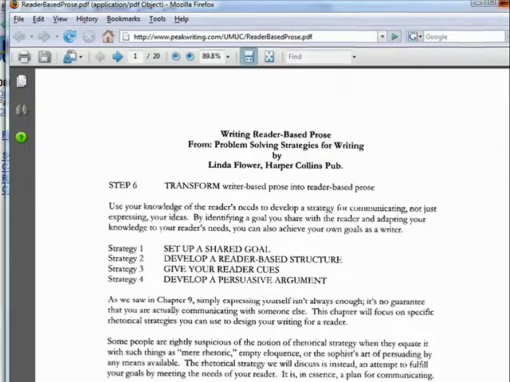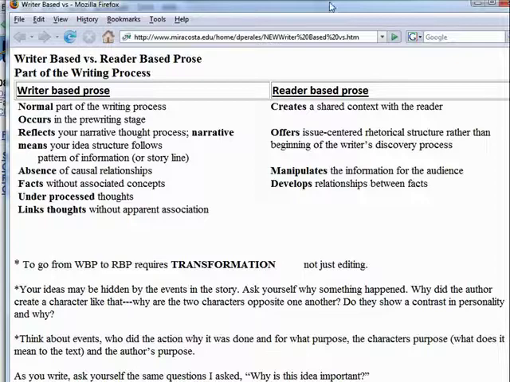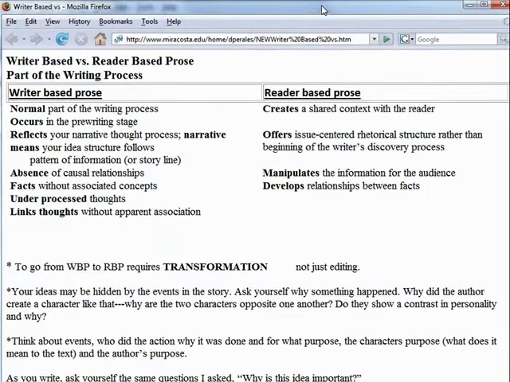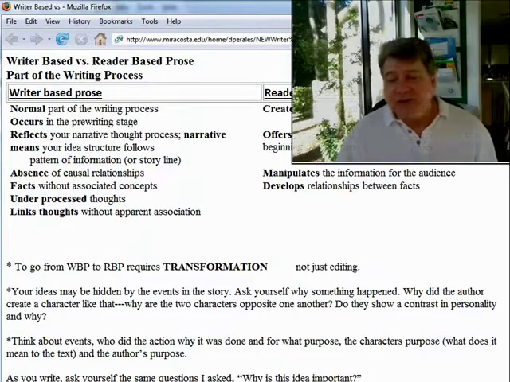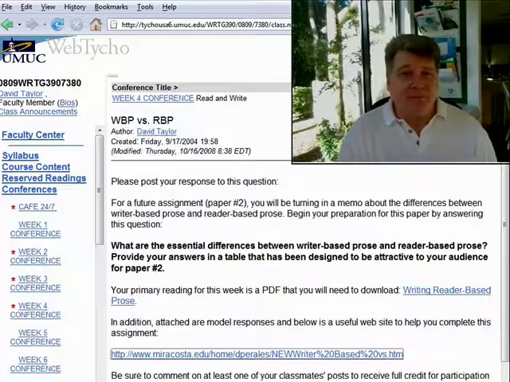Okay, I've also given you some other resources. Right here is a website that also talks about the differences between writer-based prose and reader-based prose. Let me kind of take the mystery out of this and give you the difference between the two in a summary form. Writer-based prose is prose written without a consideration of the audience. So virtually anything goes, because the only person worried about reading it is the writer.